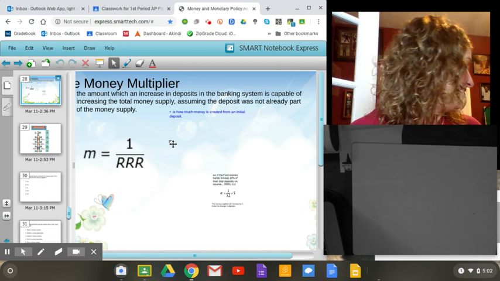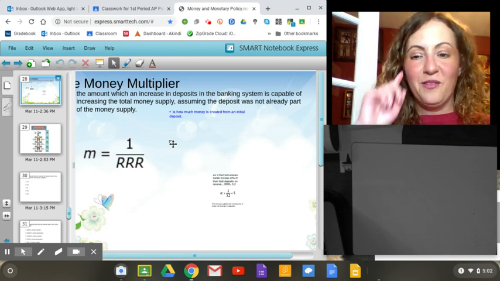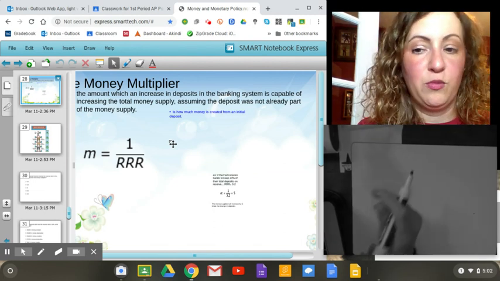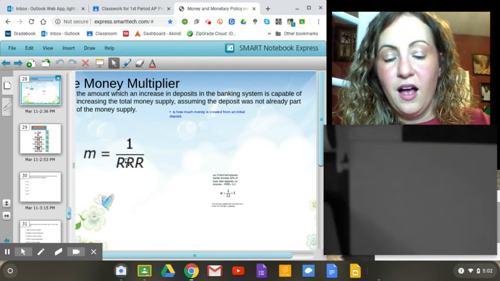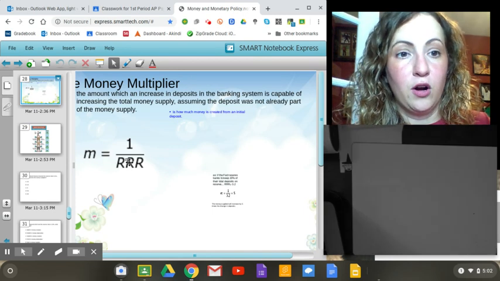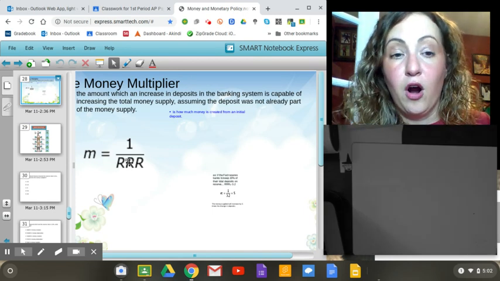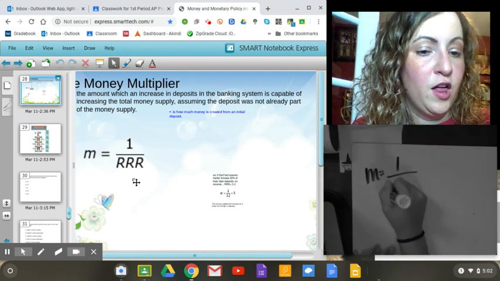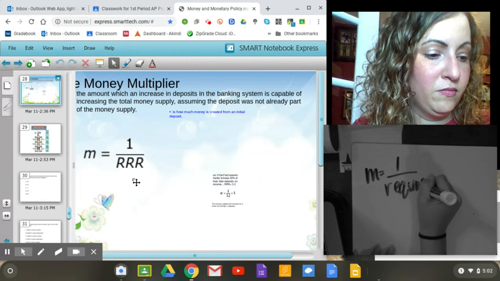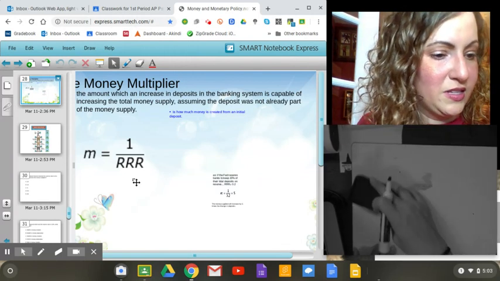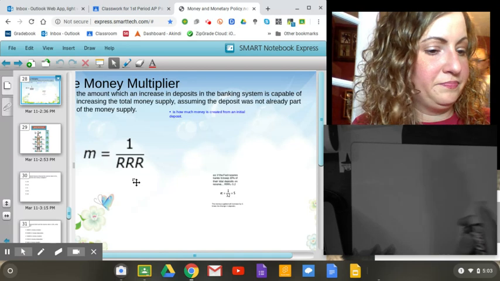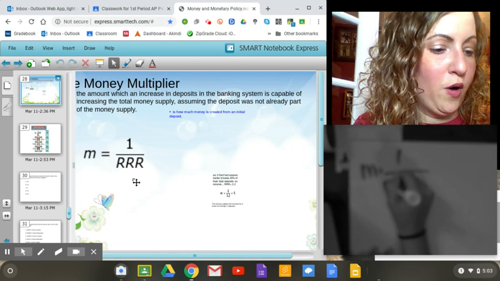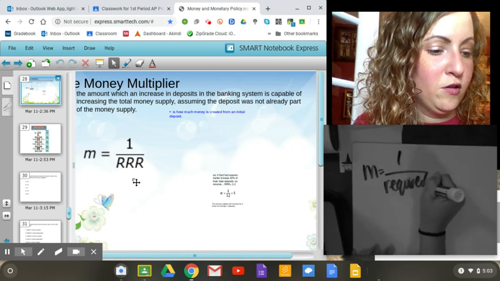So the money multiplier, here is the equation that you're going to begin with. M equals 1 over RRR, where RRR is the required reserve ratio. So M equals 1 over the required reserve ratio.